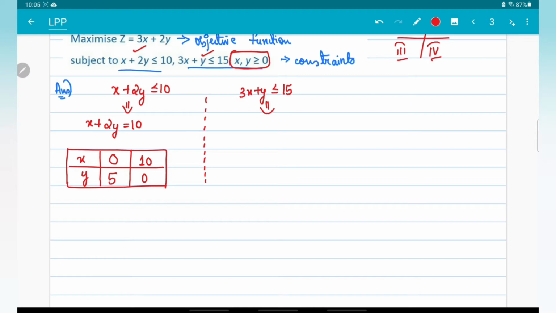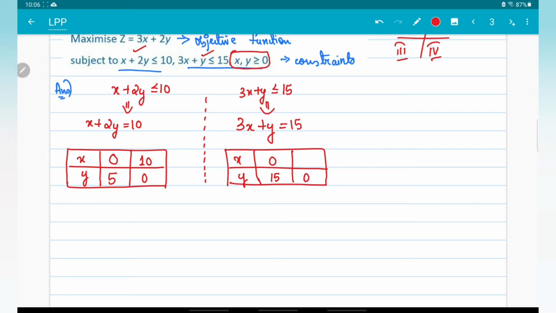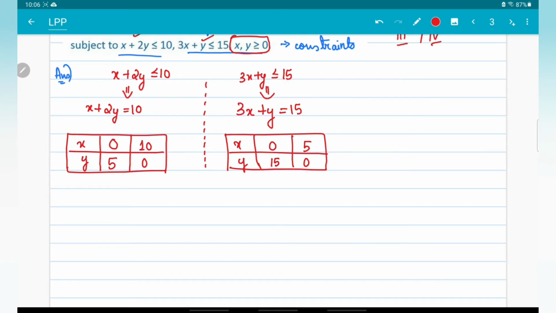And then I'm going to check the second one. This one also I can write as an equation, 3x plus y is equal to 15. I took an equation, now I'm going to find the points. Whenever you find the points, you always check for 0 first because it will give you smaller values. When I put 0 in place of x, I get y as 15. And when I put 0 in place of y, I get x as 5. So these are the points I got for both of the equations. I'm going to take them and plot the graph, and then I'll check for the feasible region. So first let us plot the graph and see.